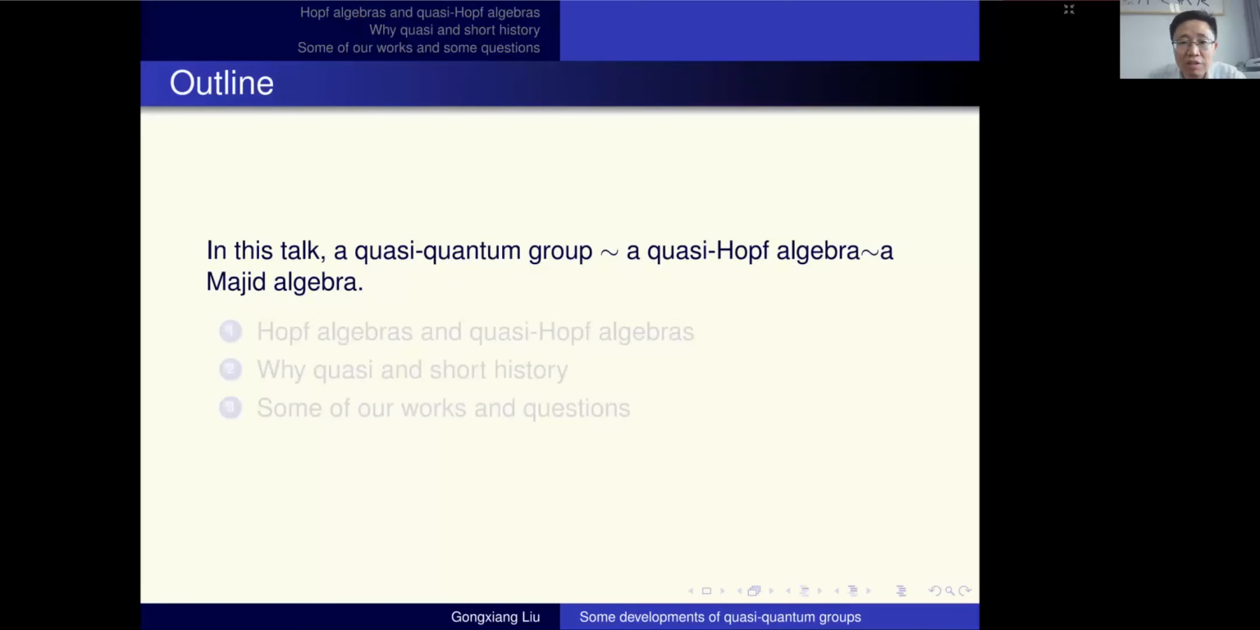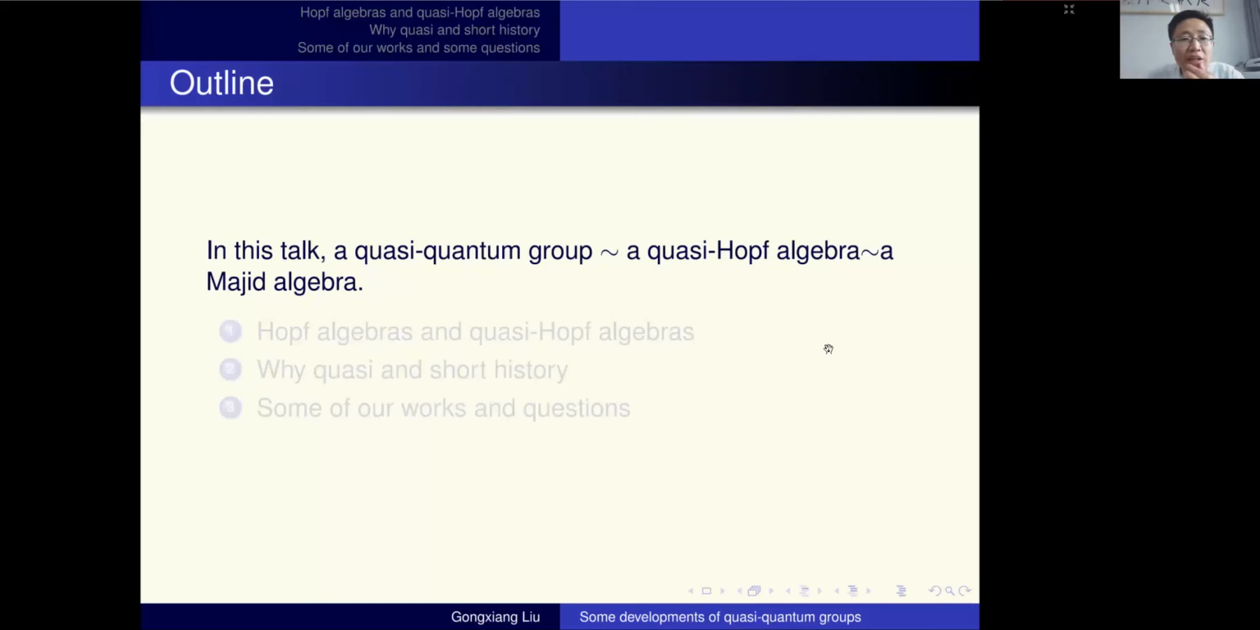But for quasi-Hopf algebra, if you take the dual, it is not quasi-Hopf algebra anymore. So we always call its dual a modular algebra. So in my talk, a quasi-quantum group sometimes means a quasi-Hopf algebra, sometimes means a modular algebra. So that's the reason.